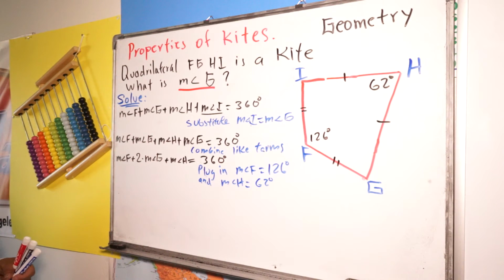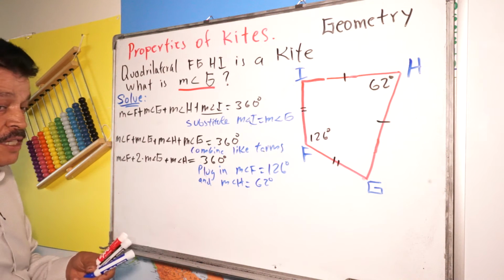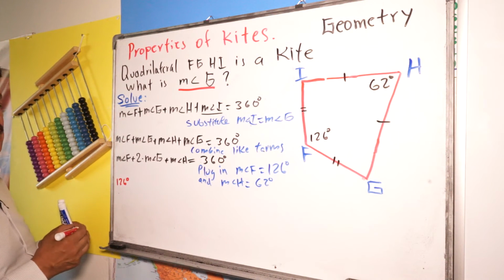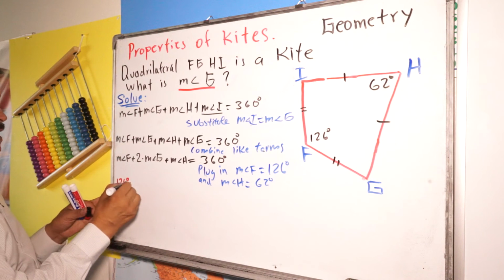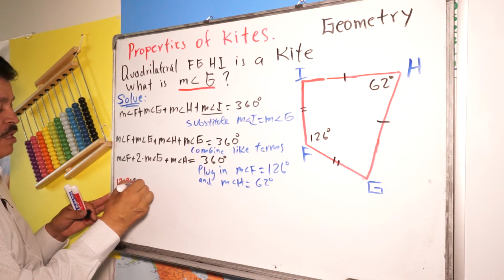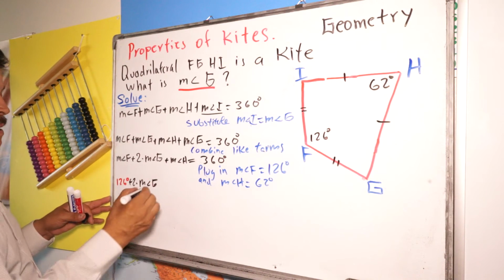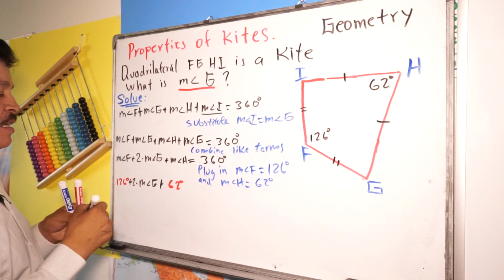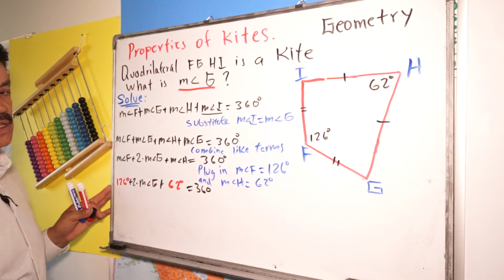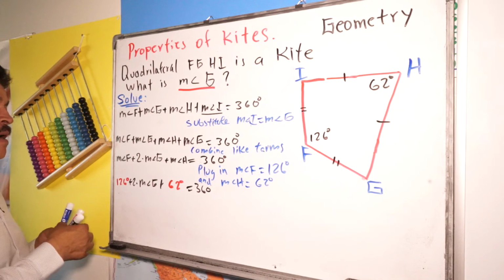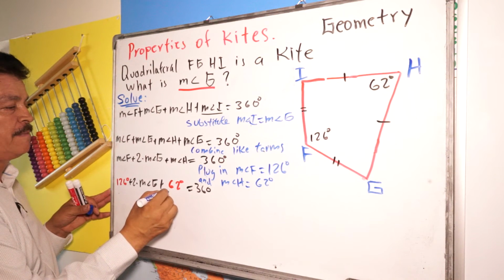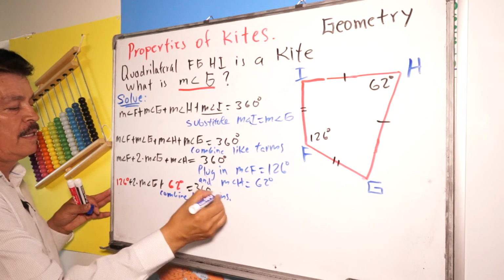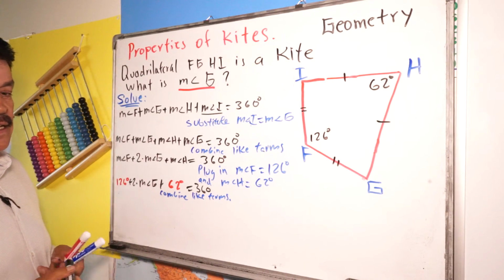Now just substitute the values here. We are going to have 126 degrees plus 2 times the measure of angle G plus 62 degrees equals 360. Alright, combine the like terms.